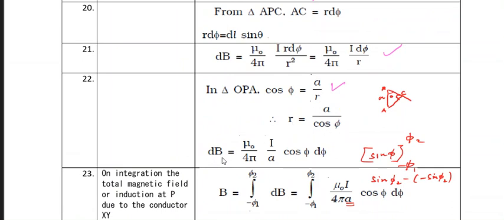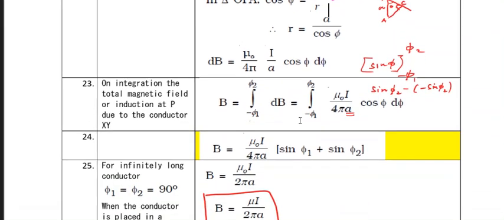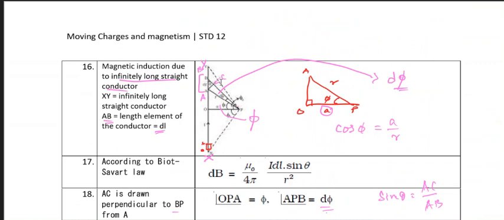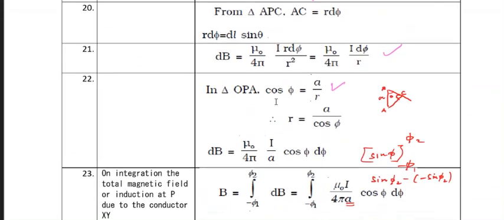Then we can put dB is equal to μ0 divided by 4π into I by A, then cos φ dφ. Why? Because we had I dφ divided by R, and instead of R, I have introduced A by cos φ, which, reciprocated, gives cos φ dφ. Now, because it is only a differential element, we need to find the full magnetic field. So integrate between the limits minus φ1 to φ2, so that we can find the complete stretch of the infinitely long conductor.